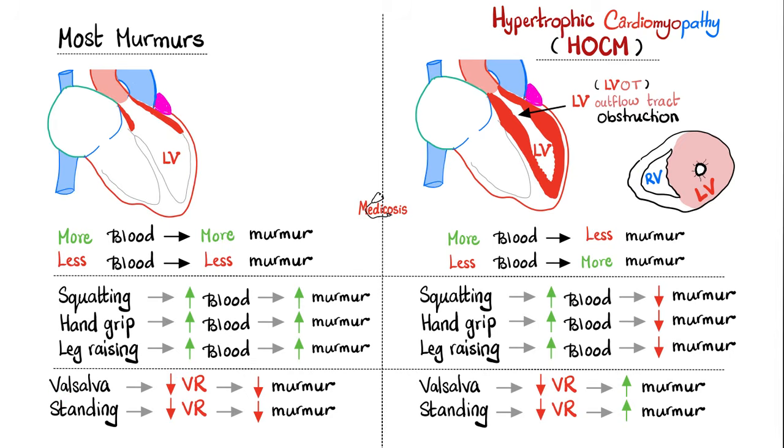What did I do? I raised my intrathoracic pressure, which prevents venous return from returning back to the heart. Less blood, less murmur. But not here. Less blood equals more murmur.